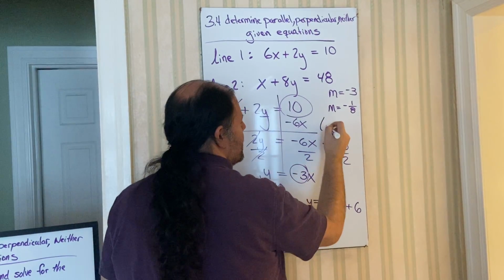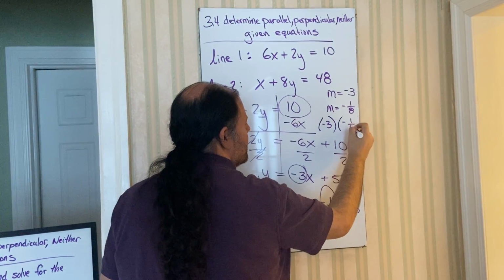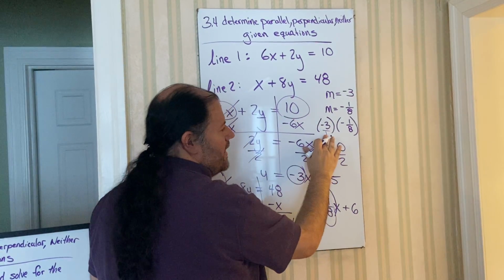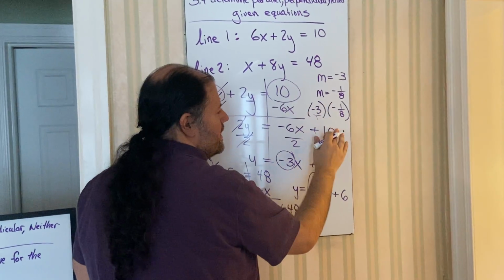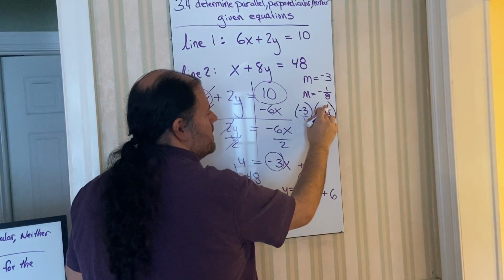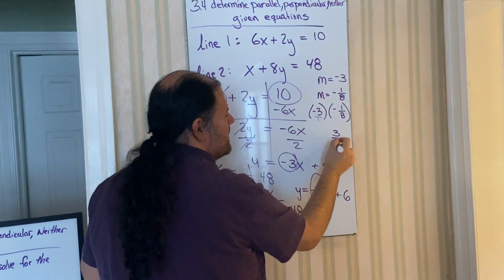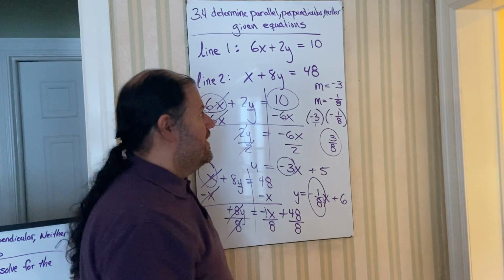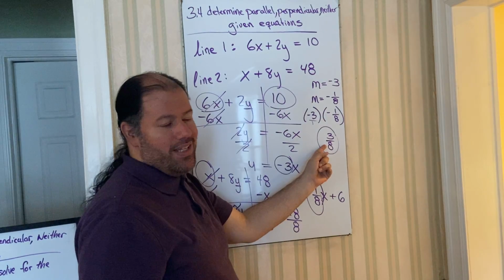If you multiply negative 3 times negative 1/8, remember, to multiply with a fraction, you have to have everything written as a fraction. So negative times negative, we know that's going to be a positive. 3 times 1 is 3. 1 times 8 is 8. That's not a negative 1. So we didn't get identical, and we don't get negative 1 when I multiply the two.